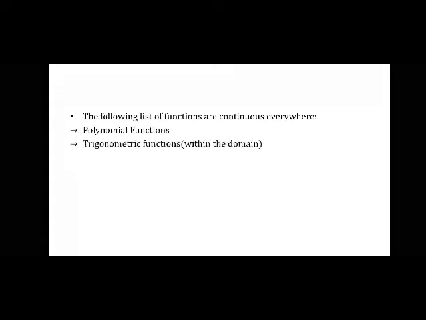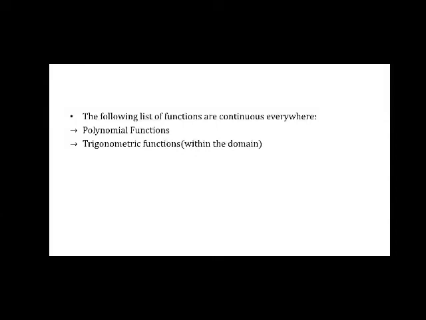Now, the next one is trigonometric functions. All the trigonometric functions are continuous given that they are within their domain. Why? Because sin x and cos x are continuous throughout, for any value of x. But if I take tan x, we know that tan pi by 2 and tan minus pi by 2 don't exist. Why? Because they are non-finite values.